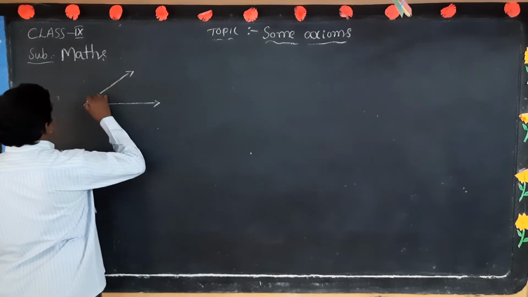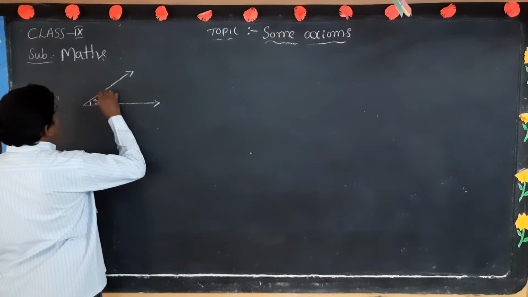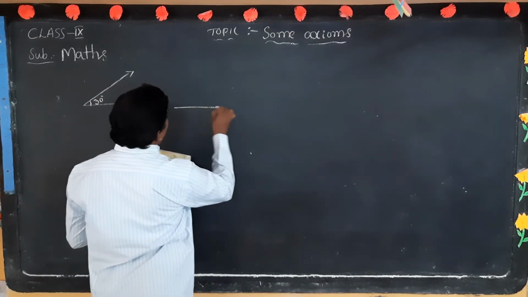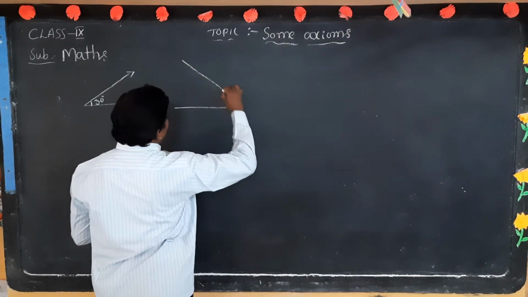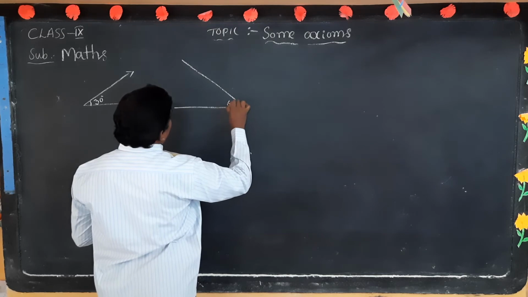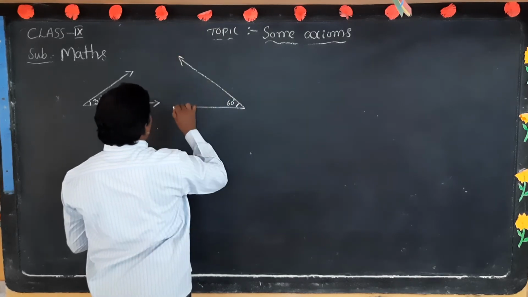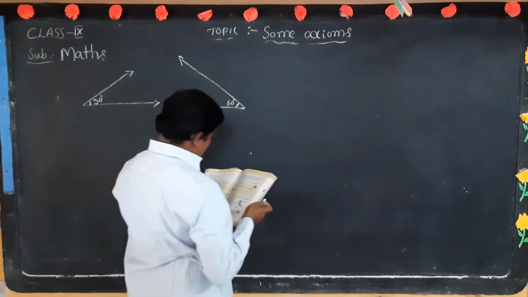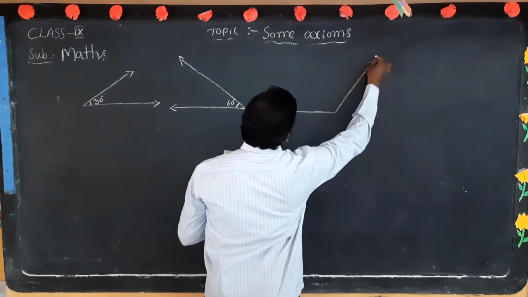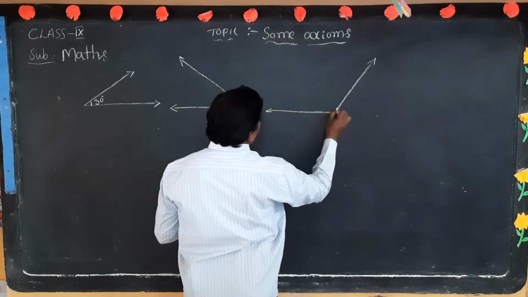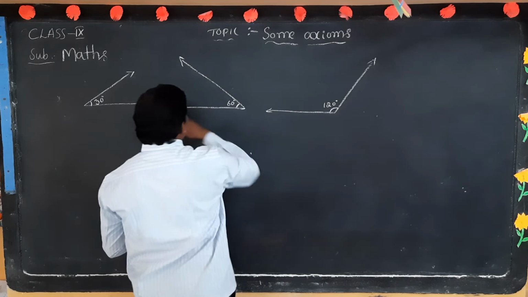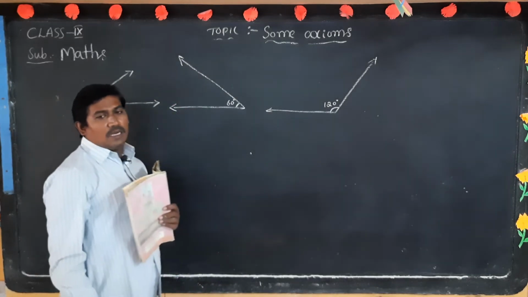Here the first diagram is 30 degrees. Next, they have given 60 degrees. Here 60 degrees, and next 120 degrees. So we have 30 degrees, 60 degrees, 120 degrees.